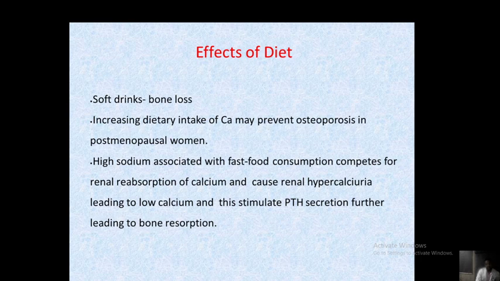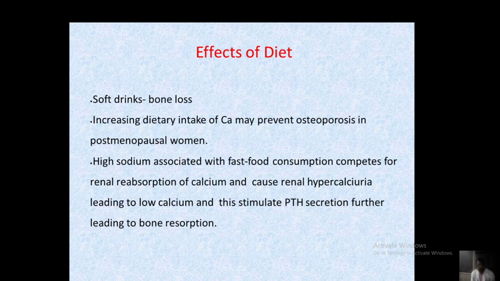And what is the effect of diet? This is very important. If we take soft drinks, don't take too many, because the loss of bone is high due to soft drinks. Increased dietary intake of calcium may prevent osteoporosis in postmenopausal women. And high sodium associated with fast food consumption competes for the renal absorption of calcium and causes renal hypercalciuria.